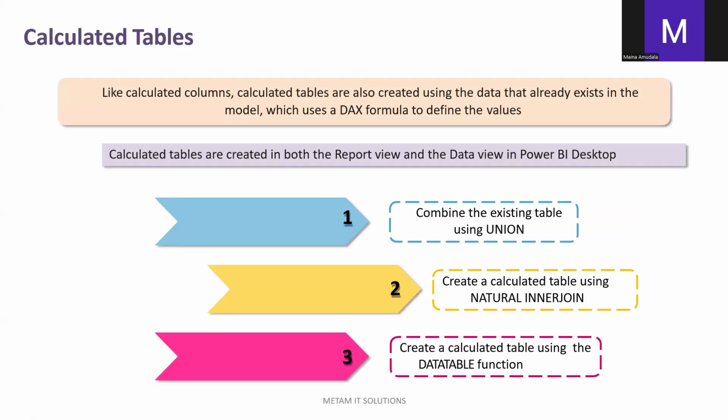Like calculated columns, we can use a combination of existing tables with the UNION function, and create a new calculated table using NATURALINNERJOIN. If you want to join one table to another table, we can use NATURALINNERJOIN, and create a calculated table using the DATATABLE function. These are the different types of functions you can use for both the report view and the data view in the Power BI Desktop.